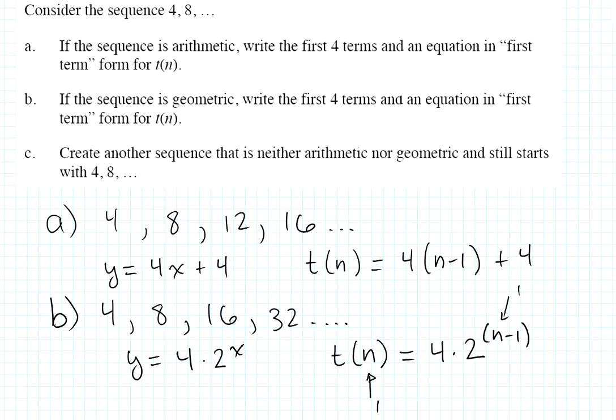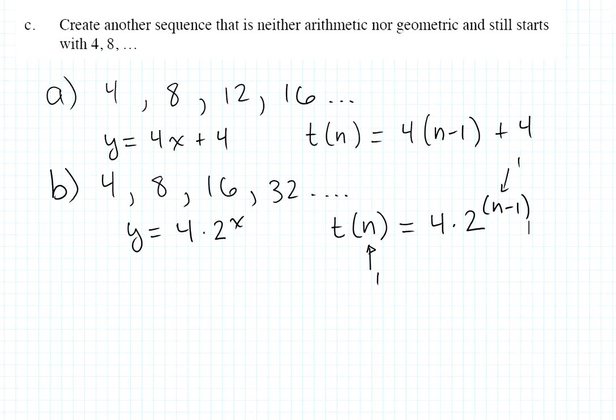Now C is a really interesting question. It says create another sequence that is neither arithmetic nor geometric and still starts with 4 and 8. And I have no idea what I'm going to do with this. I've got the 4 and then the 8. Let's see, what can I do next? Well, and that's really the point, isn't it? Your solution has to be your solution. It has to be something that you think of.